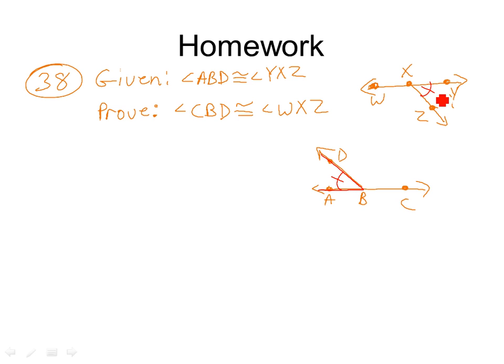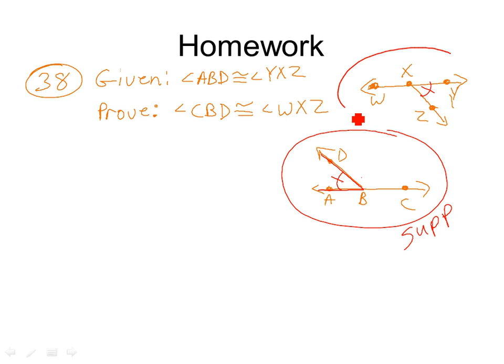Tell me something we know about this picture right here. Tell me something we know about that picture. Supplementary. This angle and this angle are supplementary. Somewhere in our proof, we're gonna have to say that those two angles are supplementary. What do we know about these two up here? They're supplementary. Somewhere in our proof, we're gonna put that.